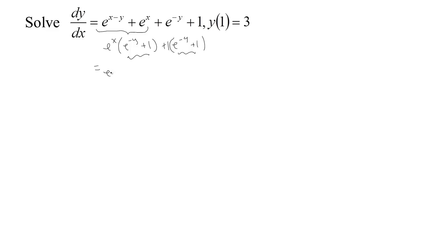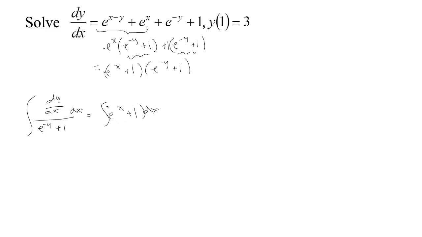I can factor it out, and I have e to the x plus 1 times e to the minus y plus 1. If I separate, I have dy dx over e to the minus y plus 1 is equal to e to the x plus 1. Let's integrate both sides with respect to x now that things are separated. And we get on the left integral dy over e to the minus y plus 1. And on the right, this integral is pretty easy. Antiderivative of e to the x is e to the x, antiderivative of 1 is x.